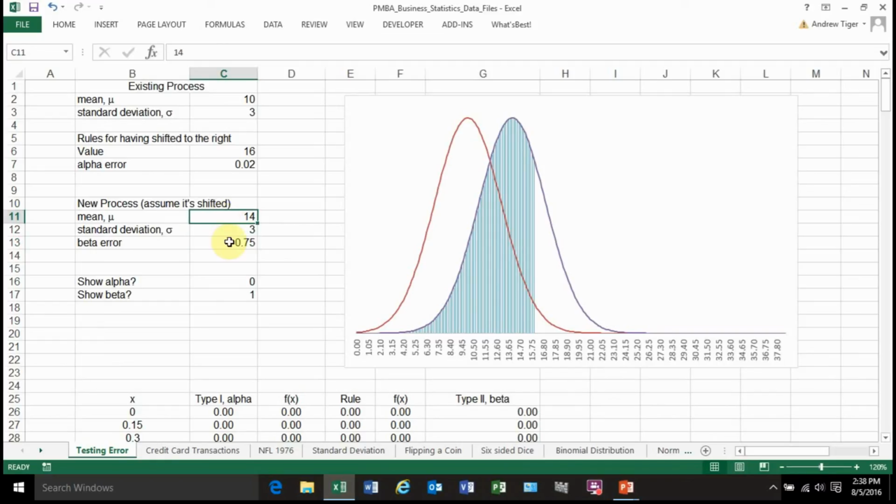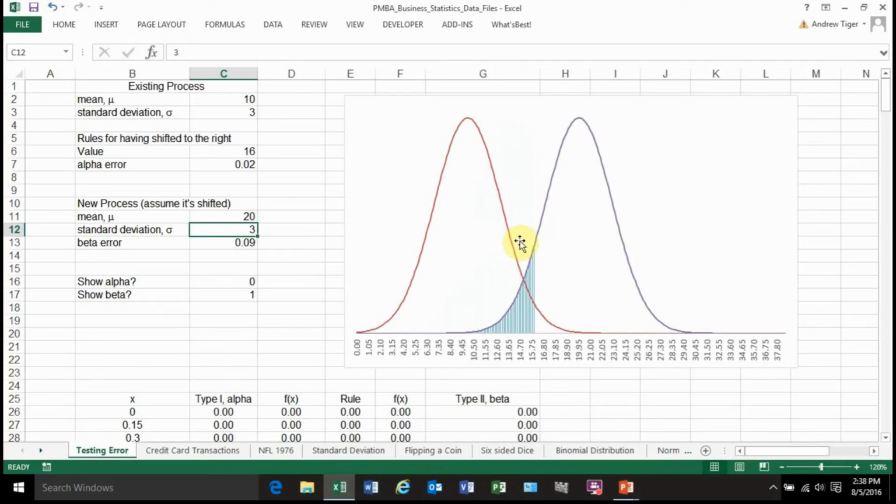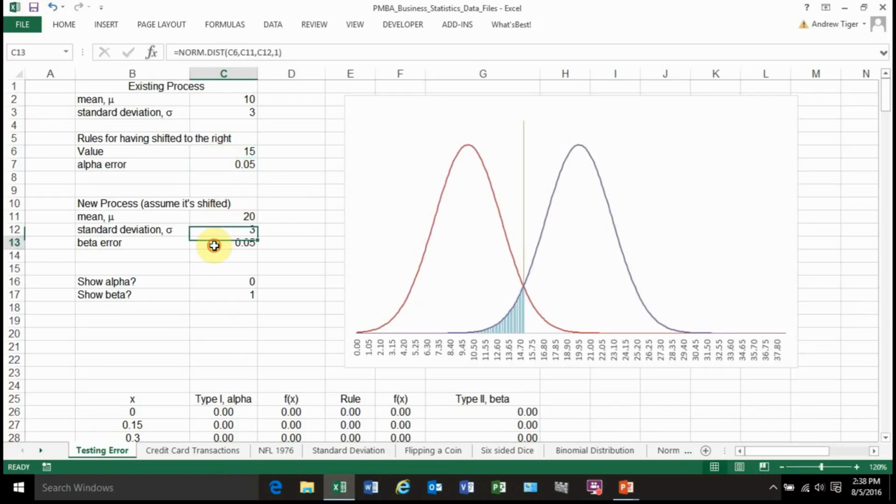Let's say it's okay if we get a shift to 14, but let's say the process shifted way out to 20. Well, that's pretty good. Having a rule set at 16 is pretty good in the sense that if it happened to shift to 20, the chances that we would fail to detect it is only 10% or 0.09, and our type 1 error is that. And I could probably actually make that 15. This goes up, but this went down, and that might be the ideal.